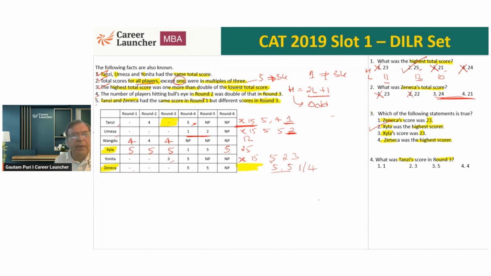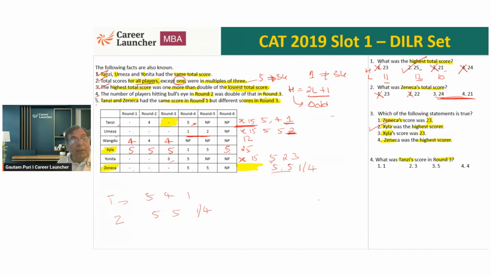Now look at statement number 4 and 5. Tanzi and Zeneca had the same score in round 1 and different in round 3. Okay. Tanzi and Zeneca, let's say, what are the common scores which are possible for them? Tanzi has in round 1, 2, 3, 5, 4, 1. These are the 3 numbers in what sequence we don't know. And the other one is Zeneca is either 5, 5 and either 1 or 4. Okay. Tanzi and Zeneca had same score in round 1 but different in round 3.